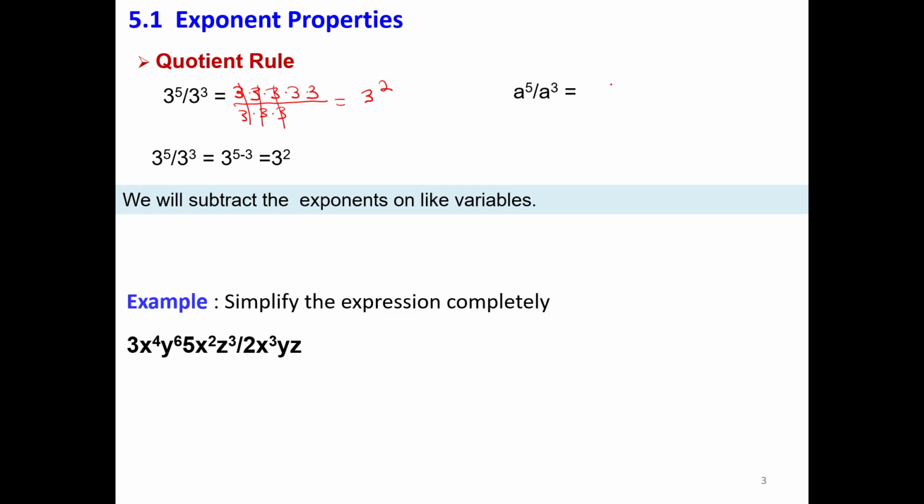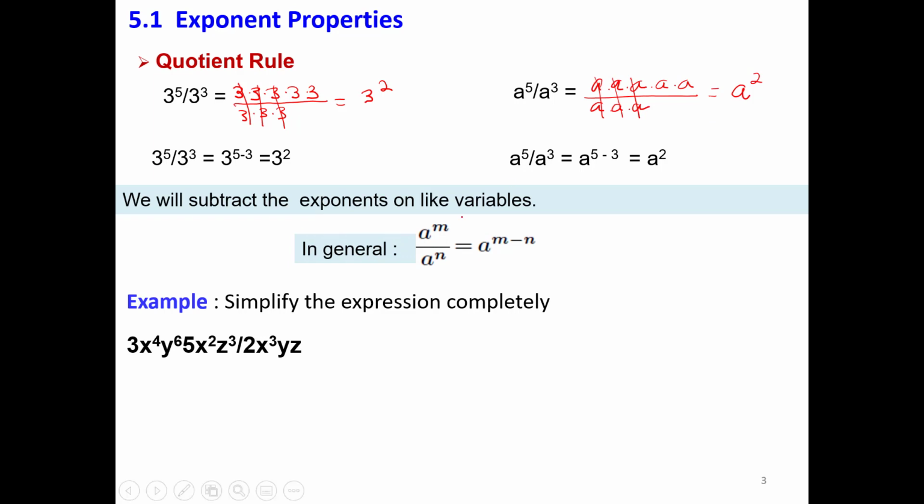And if we apply the same rule, in this case we will have a to the 5th divided by a to the 3rd. We cancel out these, we will have a to the 2nd. And we can apply the same rule and we will get the same result.